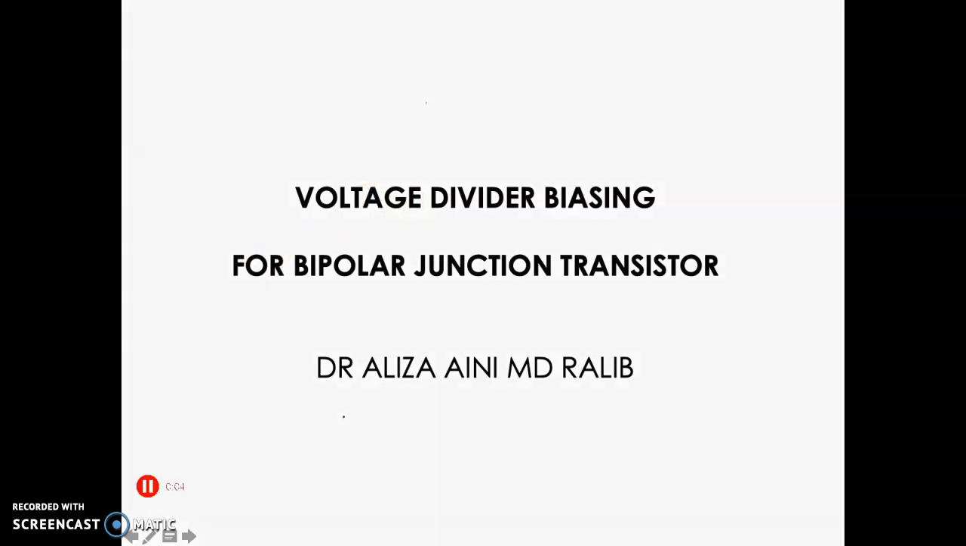Bismillahirrahmanirrahim. So now let's continue on the technique of biasing. As we know from the previous slide, why do we need biasing? We need to do DC analysis in order to make sure your BJT is in the active region. Why do you want to make it in the active region? Because you want to amplify. So what is the technique to bias? We have three techniques, but in this semester you only learn about voltage divider biasing.